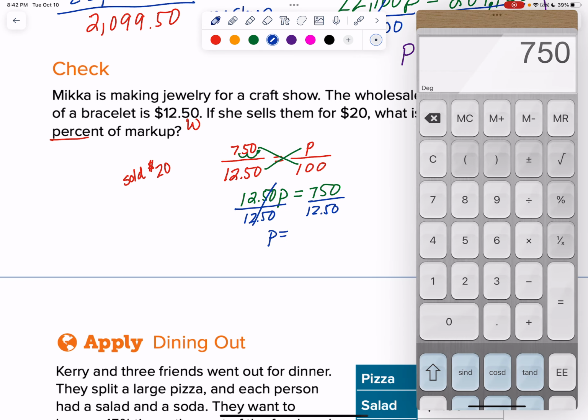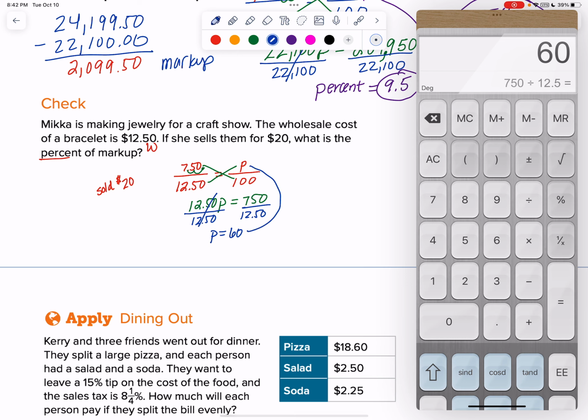So 750 divided by 1250. Oops, I messed up. 12.50, and we have 60%. And so this goes here. That is a pure percent answer. So it's a 60% markup. And there you go.